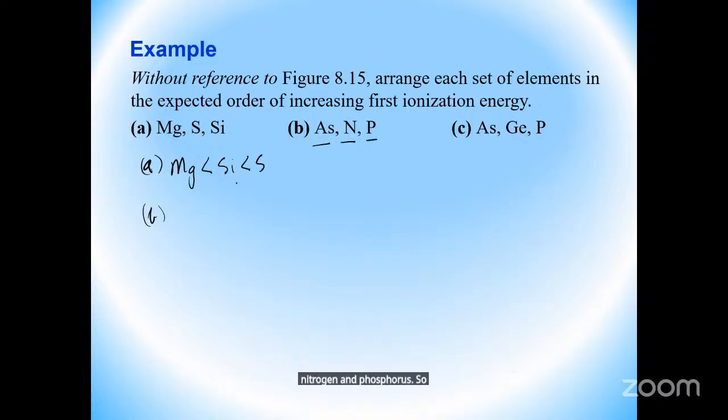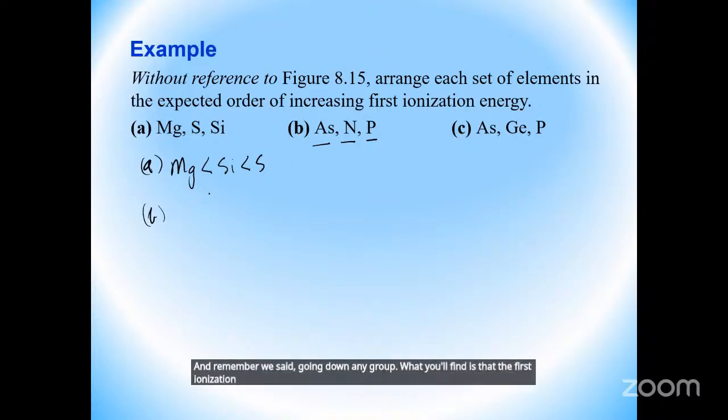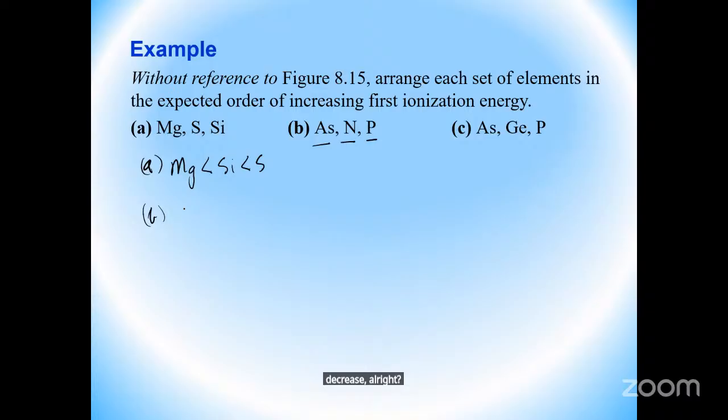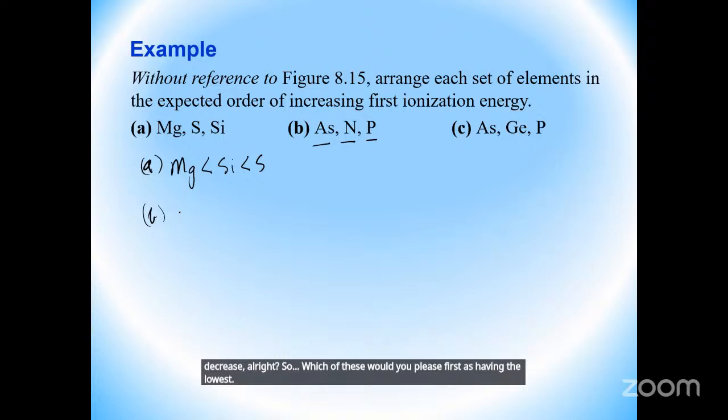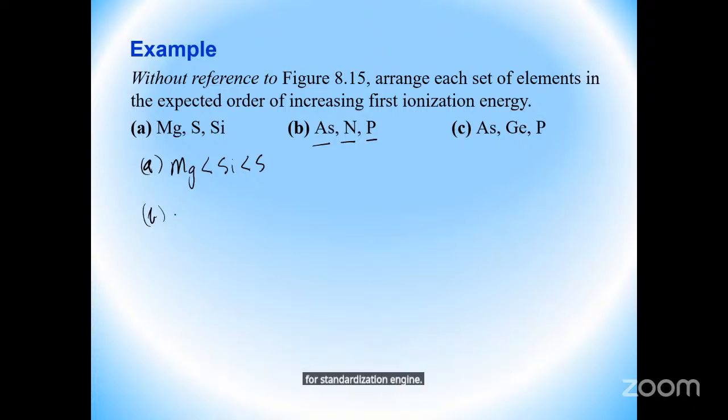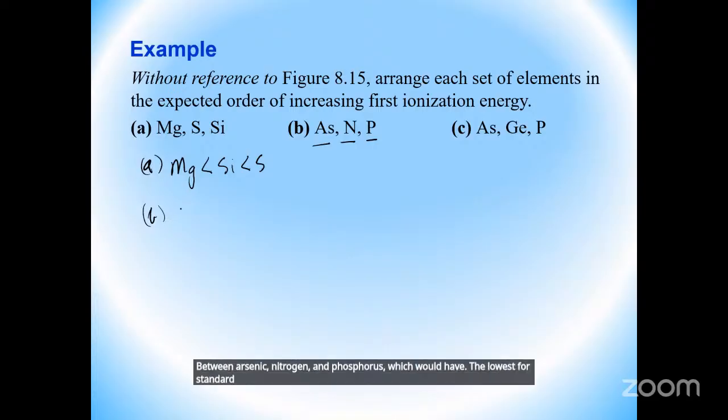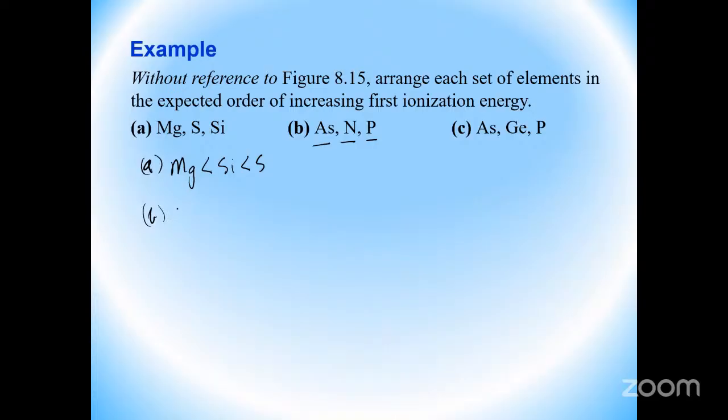So based on what I see here in the periodic table, they're in the same group, right? Arsenic, nitrogen, and phosphorus are in the same group. And remember we said, going down any group, the first ionization energy will decrease, all right? So which of these would you place first as having the lowest first ionization energy? Between arsenic, nitrogen, and phosphorus, which would have the lowest first ionization energy? And you guys out there on Zoom, please feel free to chip in with your responses.